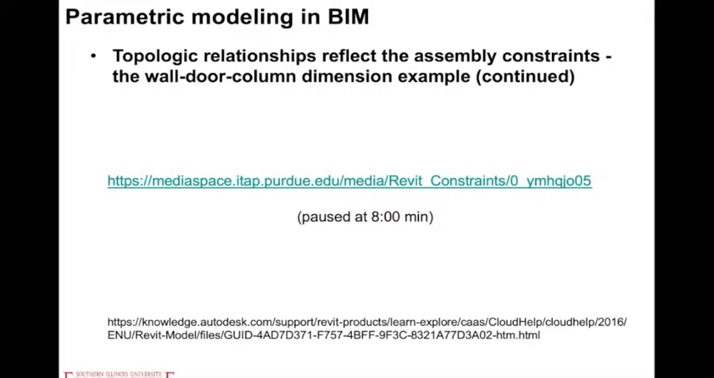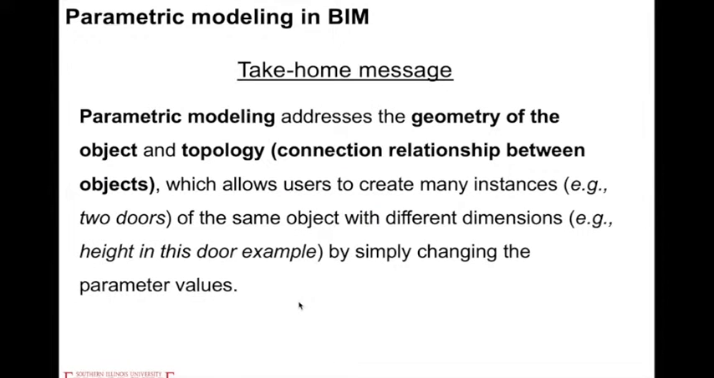Another topological relationship that reflects the assembly constraint is the wall, door, and column dimension example. So you can look at this video and you can pause at 8 minutes. That's enough to give you these ideas.